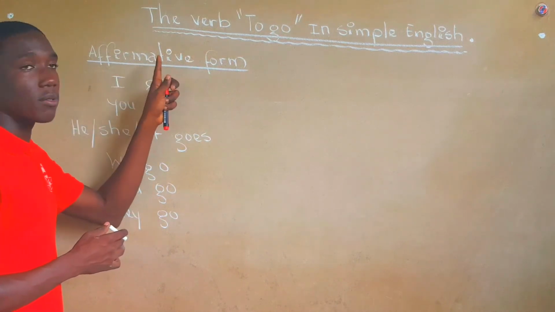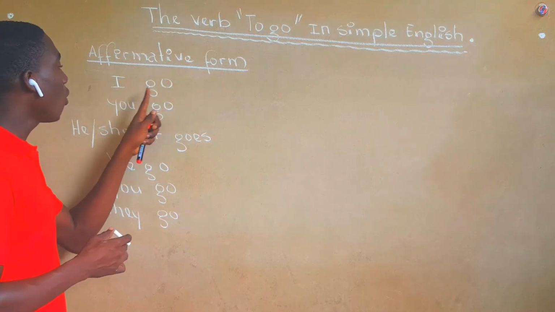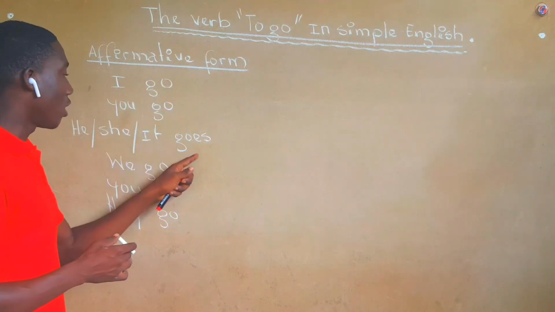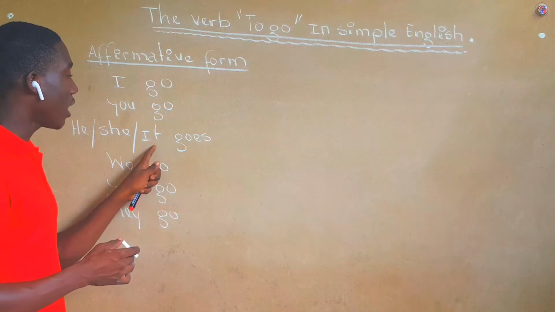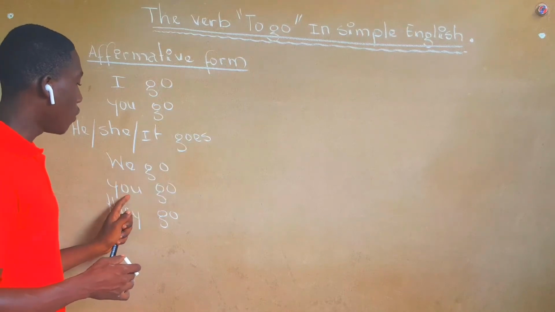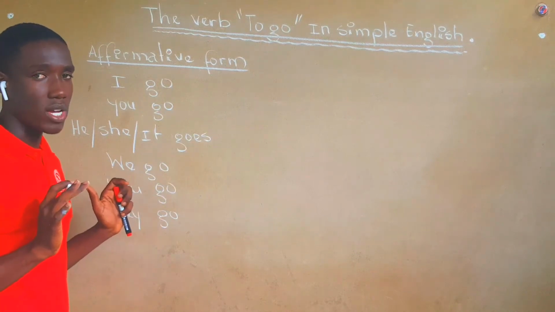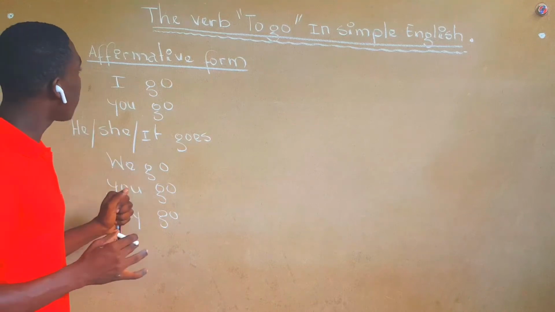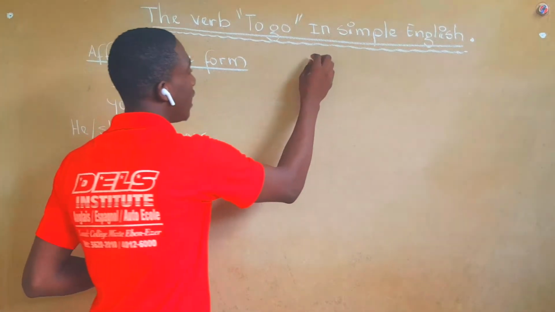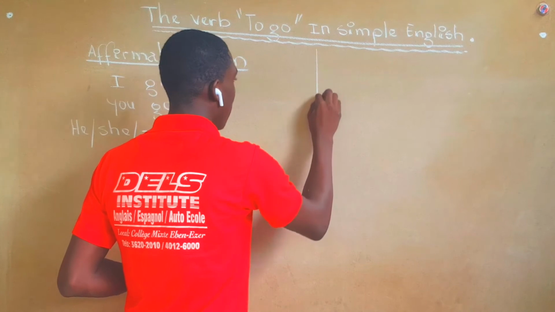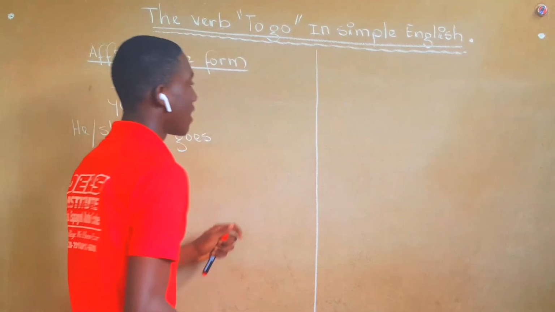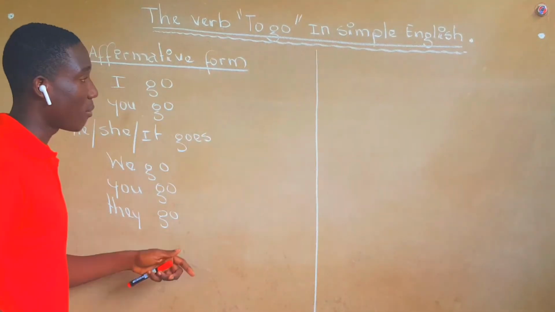For the affirmative form is I go, you go, he goes, she goes, it goes, we go, you go, and they go. Ça c'est comme ça vous formez forme affirmative. For the negative form, vous connaissez ma barre forme négative et forme affirmative.